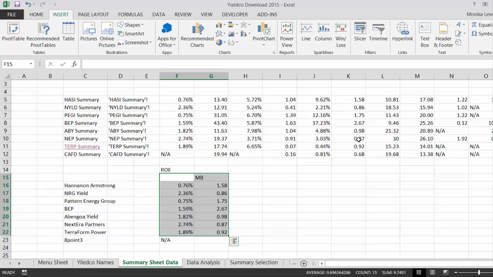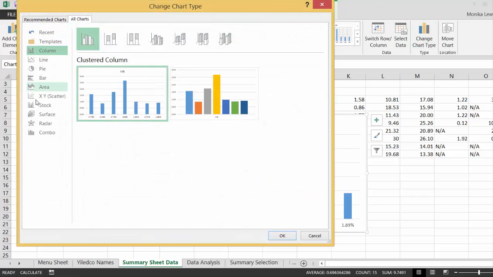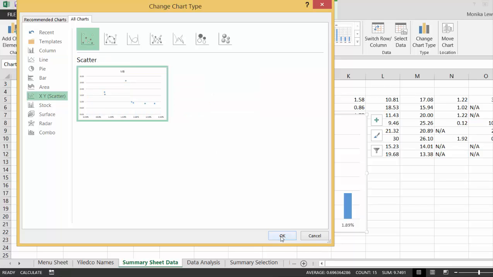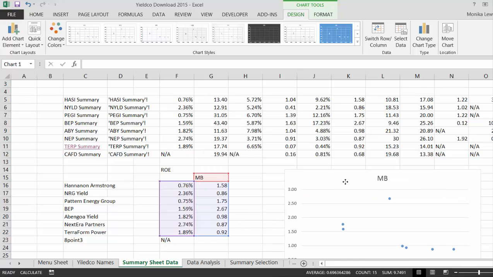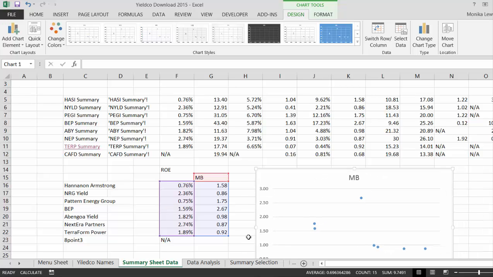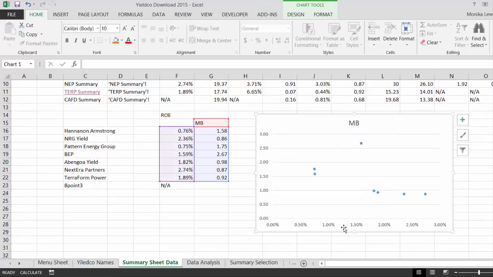So if we make a graph, we can't push this last one. I'm going to press Alt F1, and then we get this, but we want to change the chart type and make it an XY chart. And we don't get our normal kind of thing where it goes up. But we can see when the market to book ratio is about 1, we get an ROE of somewhere between 2 and 3%, suggesting that there's something funny going on here.